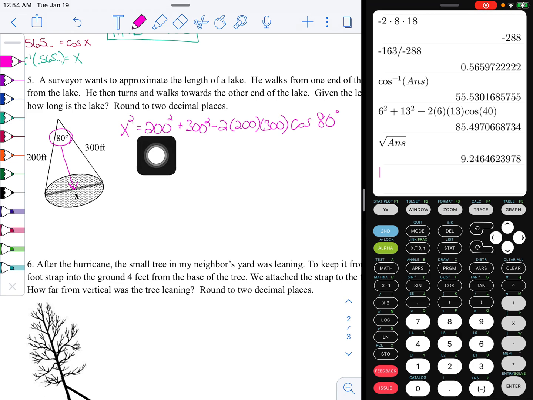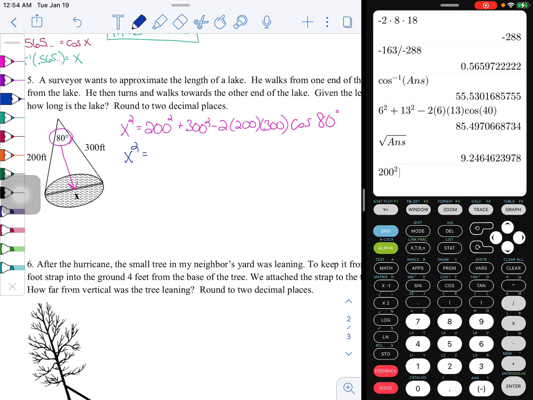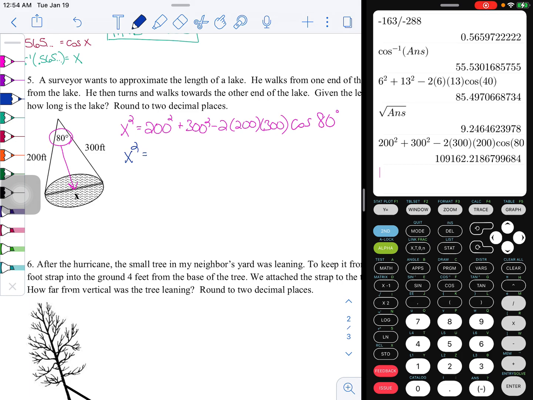So this is actually the nice one. I do say it's nice because at this point, this whole side can just go in your calculator. So x squared equals, into the calculator it goes. And by the way, the order that you write the 200 or 300 won't matter, because whether you're adding 200 squared or multiplying by 300, the order just doesn't matter in these problems for that particular part. Okay. Wow. A slightly large number here: 109,162.21 and some other stuff.